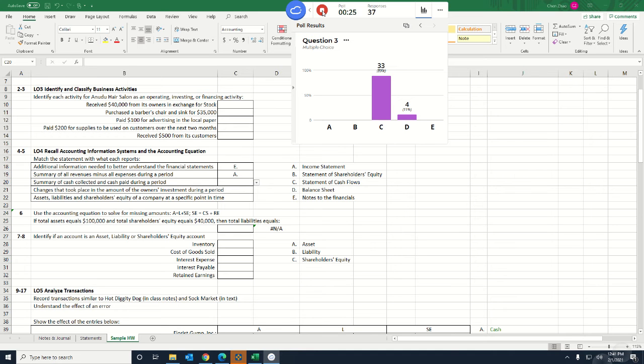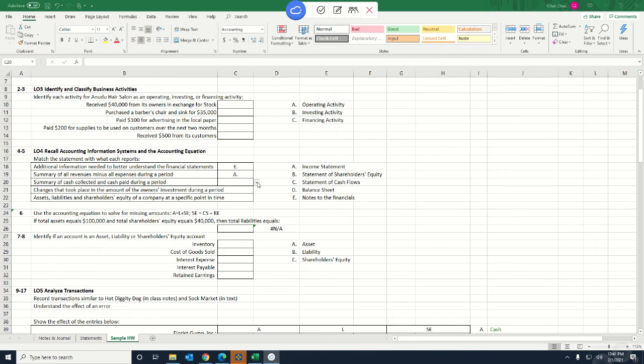Yeah, I think everyone answered the question. The answer is C, statement of cash flow. That's right. And then next one, changes that took place in the amount of owner's investment during a period.